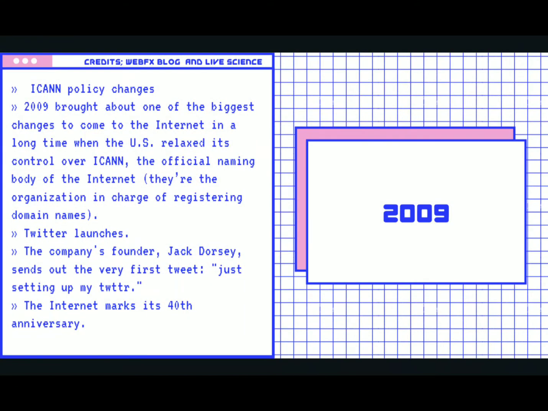2009, ICANN policy changes. 2009 brought about one of the biggest changes to come to the internet in a long time, when the US relaxed its control over ICANN, the official naming body of the internet. They're the organization in charge of registering domain names. Twitter launches. The company's founder, Jack Dorsey, sent out the very first tweet: just setting up my Twitter. The internet marks its 40th anniversary.